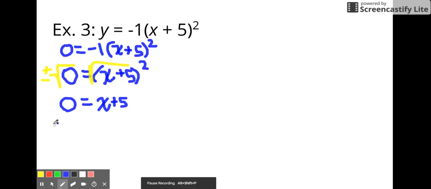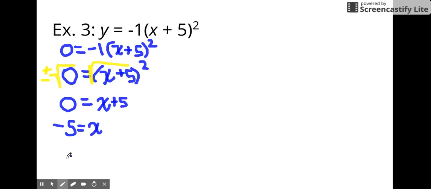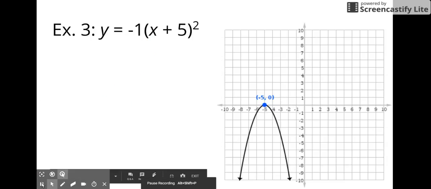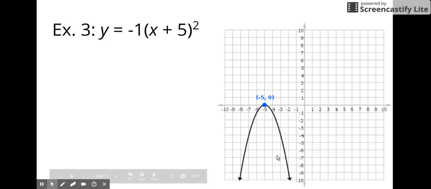And we can solve for x by subtracting 5 from both sides, so we can see that our solution is x equals -5. In other cases, we've seen that we've had 2 different real solutions, but in this case, we just have 1. So let's see what the graph of this looks like. We have a touch and go parabola where it just comes up, touches the x-axis, and goes right back down, instead of a crossover where it crosses the x-axis and comes back down.